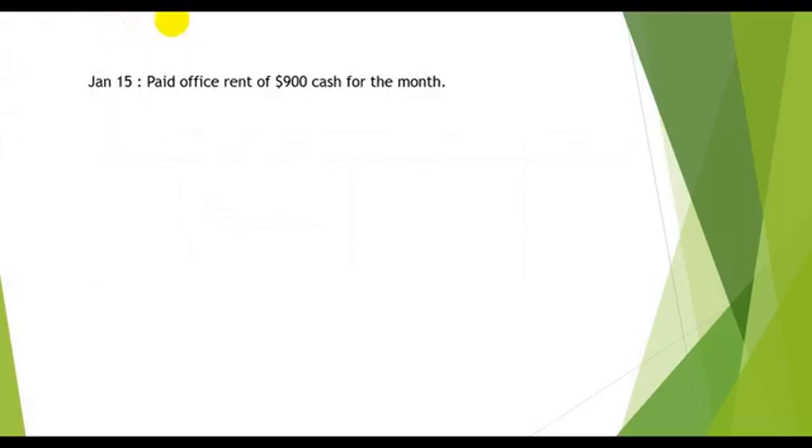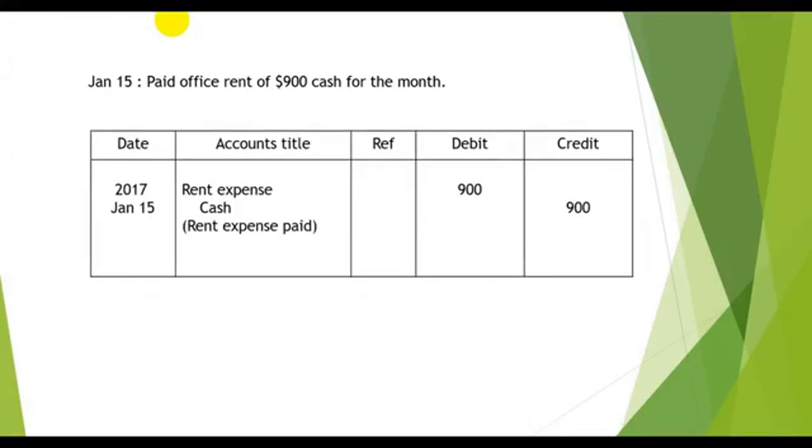Now come to the next transaction on January 15. Here we see paid office rent of 9,900 cash for the month. And here is the solution. Here is rent expense 900 on the debit side, and cash is on the credit side. Why?